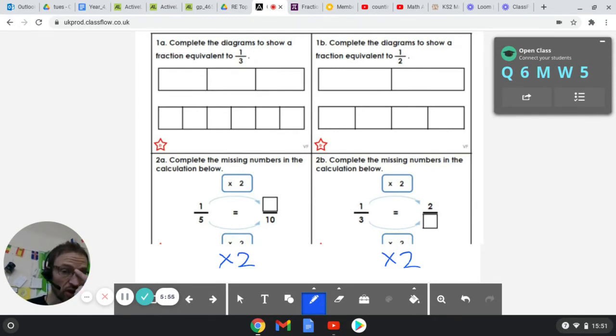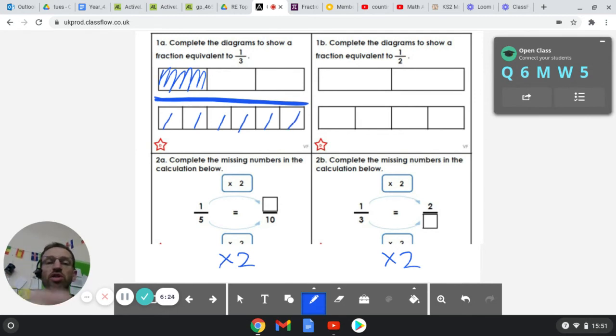Use the methods that I've just shown you to find out the missing spaces on questions 2 here, and on question 1, complete the diagrams to show fractions equivalent to 1/3. So what you would have to do is draw these on your piece of paper in your book so that you can show a fraction which is equivalent to 1/3. Count how many there are. When you draw this in your book, make sure each square is the same size. Use a ruler and fill that in.